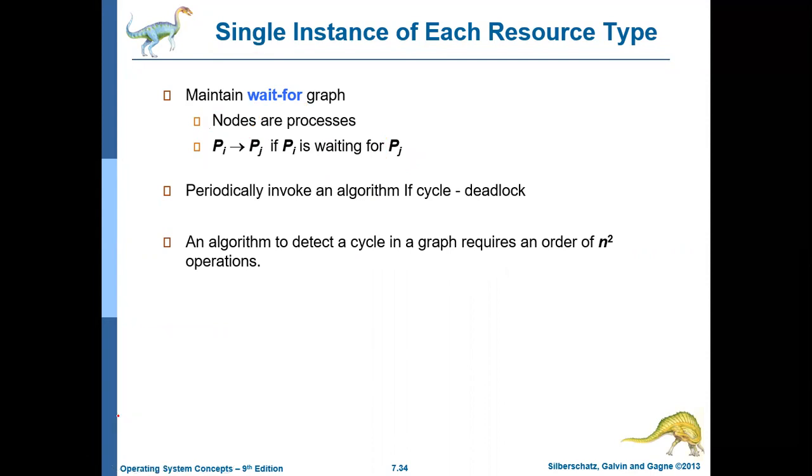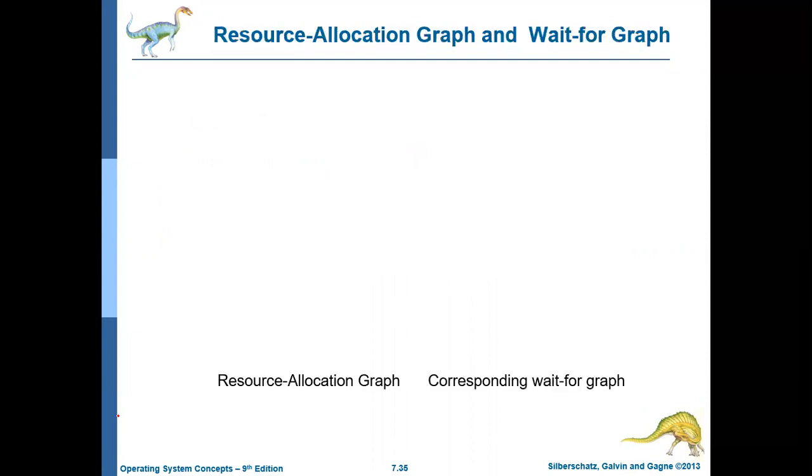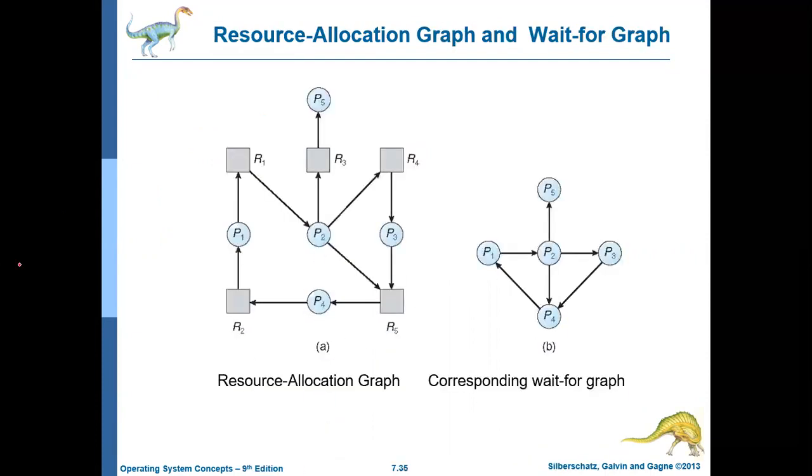Let us discuss this with an example. Consider this particular graph, which is a resource allocation graph. There are 5 processes and 5 resources: P1, P2, P3, P4, P5, and R1, R2, R3, R4, R5. This is the state of the processes. Here you can see process P1 is holding the resource R2.